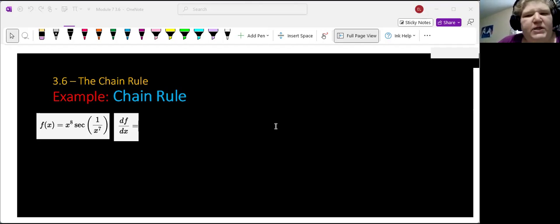Last couple problems we didn't quite get to in class. So this one we see x to the eighth times the secant of 1 over x to the seventh. All right. So with trig functions, there is no way to take something inside and move it outside. There's no way to take something outside and move it inside. Where they are is where they stay. Now with our chain rule, we might end up with some extras outside, but we'll see that as it goes.